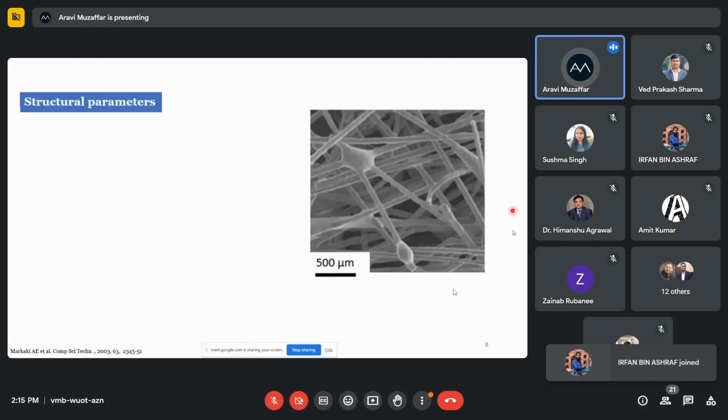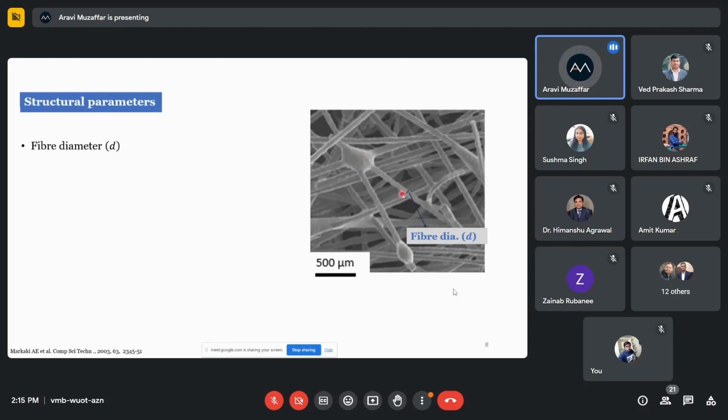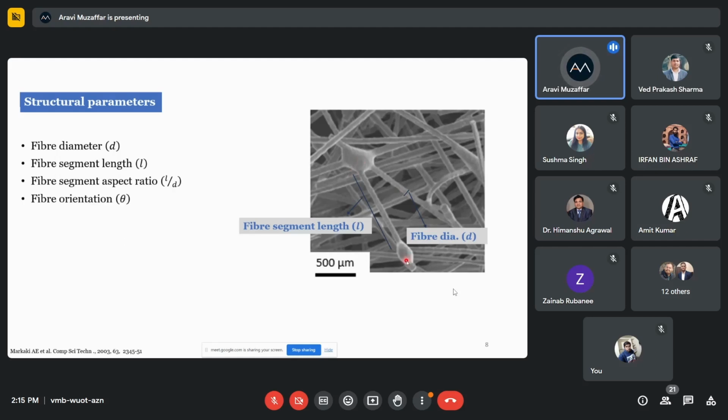So if we consider this to be a porous metallic fibrous network, wherein these are the fibers and these are referred to as the joints between the fibers, we can define fiber diameter as the diameter of the fiber. The other structural parameter is the fiber length, that is the length between two bonds or two joints. And then we have fiber segment aspect ratio. Then you have the fiber orientation, meaning with respect to the loading axis, what is the orientation of the fiber?